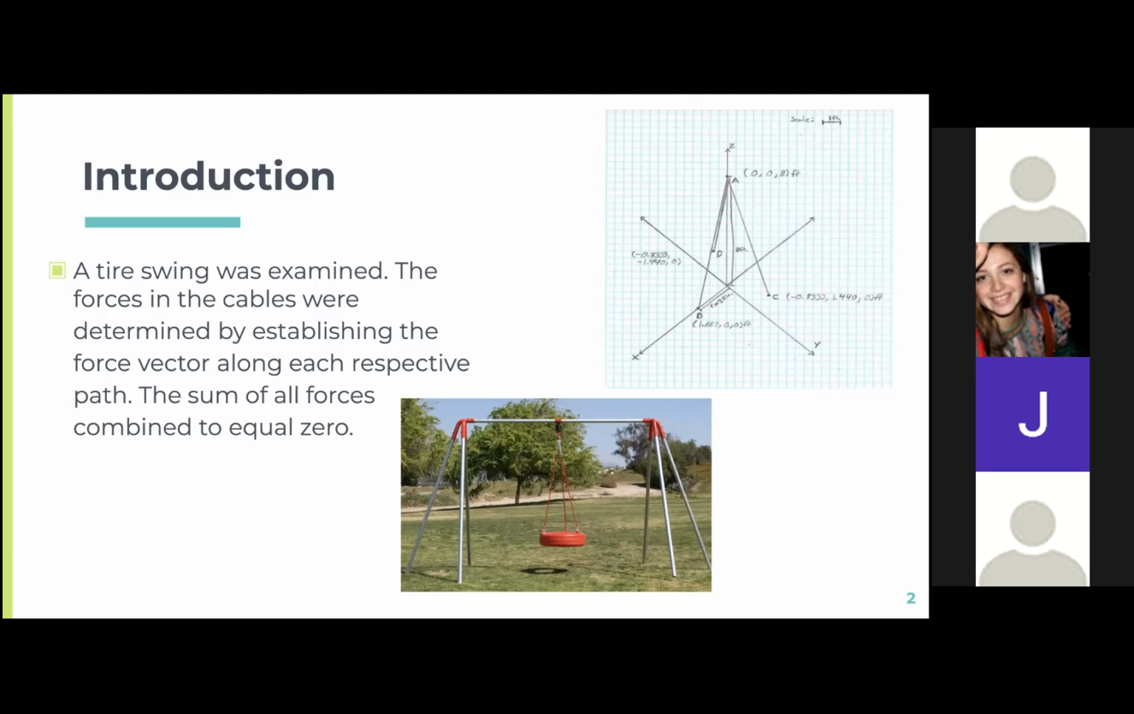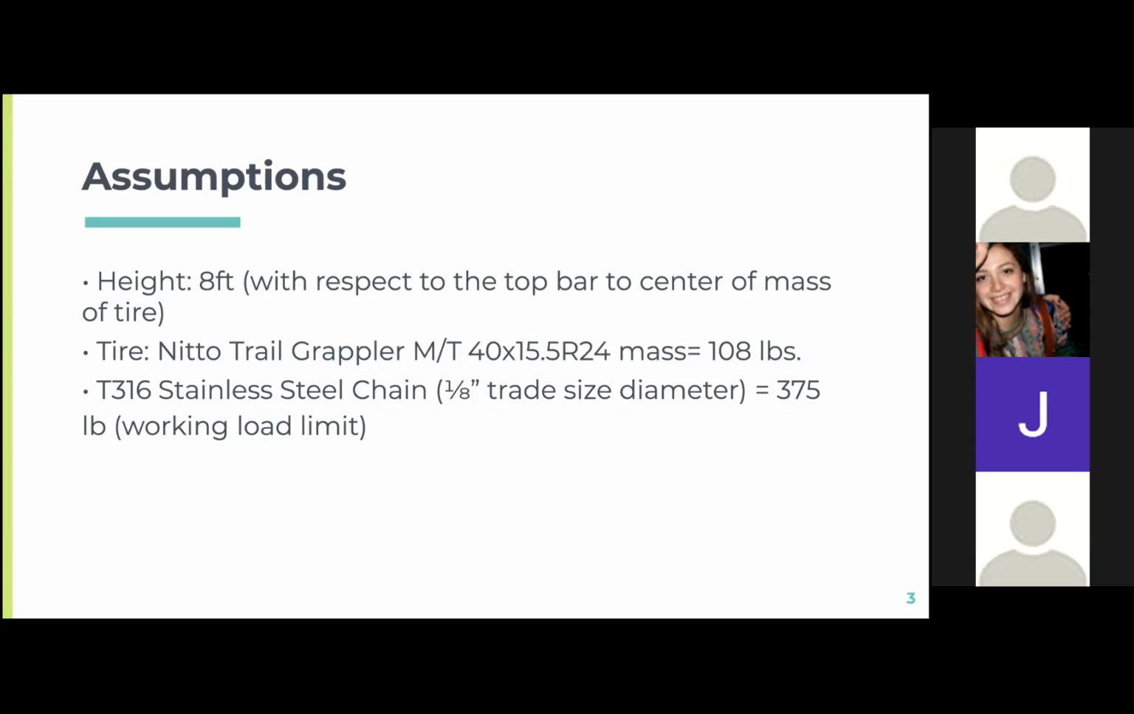And we move on to the assumptions. Some assumptions we made in reference to our project were that from the collection of cables at the top, which we defined as point A, to the center of mass of the tire, we were using 8 feet, and we used a tire that was 40 inches with a radius of 20 inches and a mass of 108 pounds. We also had chains that had a working load weight of 375 pounds, which ended up not being needed.